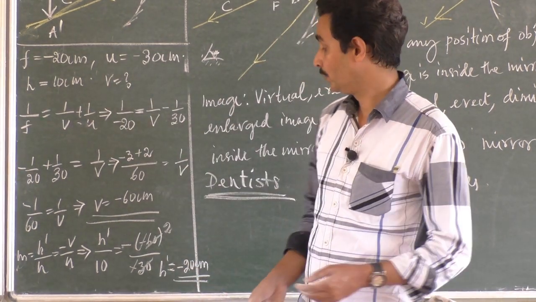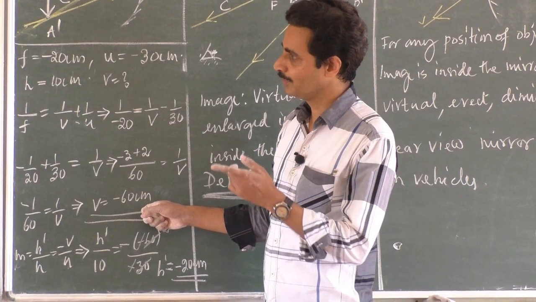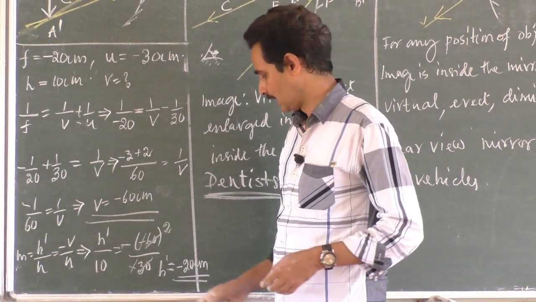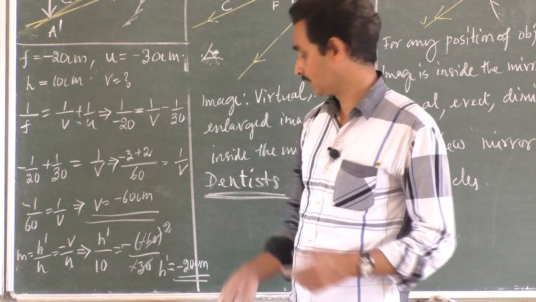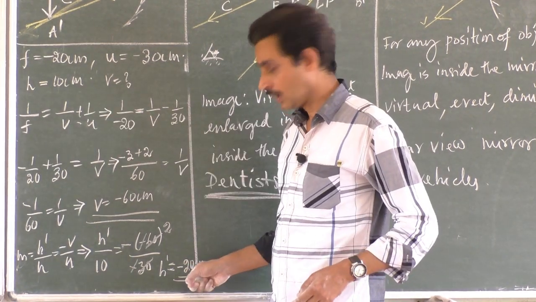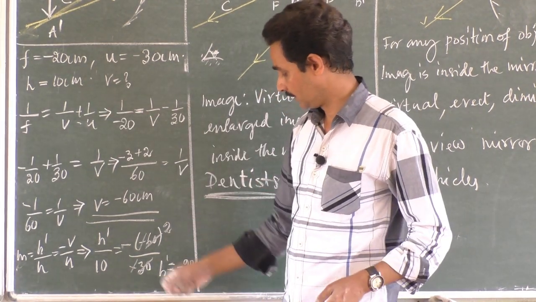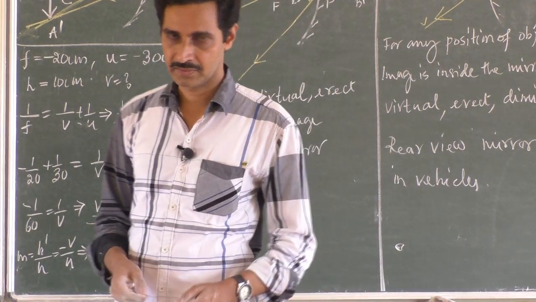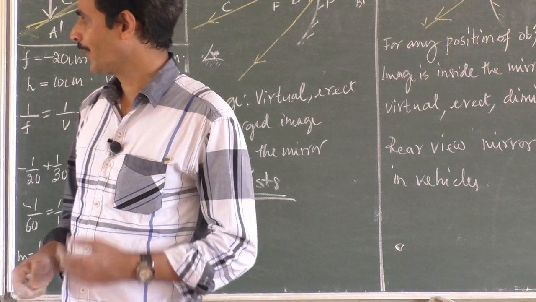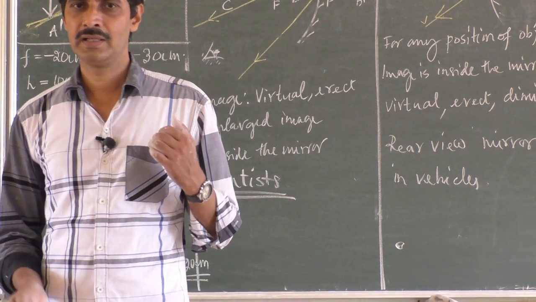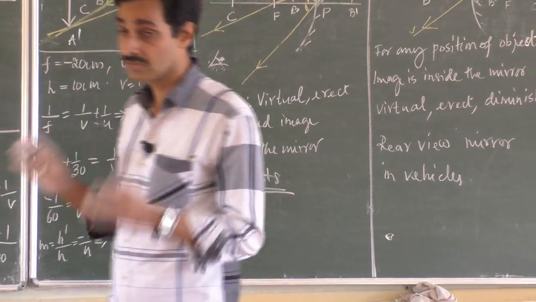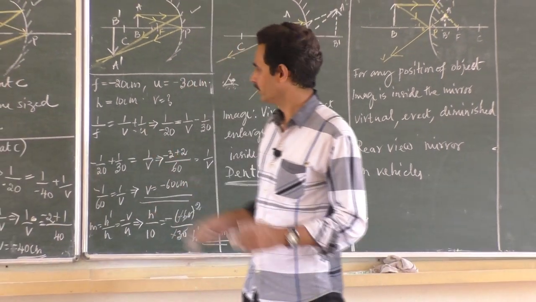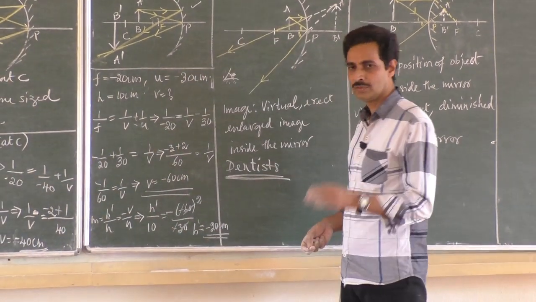H dash is equal to minus 20 centimeters, which is double the size of the object. So the image is beyond C, on the same side as the object, and minus of double the height, 20 compared to 10, is formed on the same side beyond C. So this is also correct. So this is one type of image formation, right? Once you work out problems like this, you will definitely be able to remember all the things very clearly, because all these positions become very clear when you do all these things.